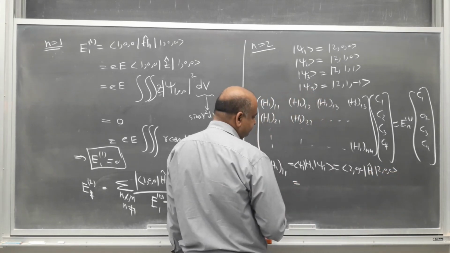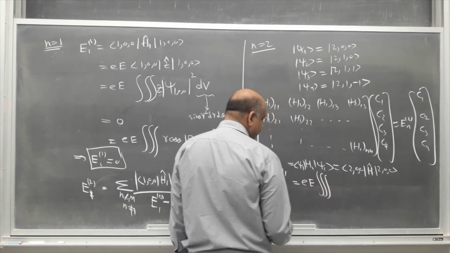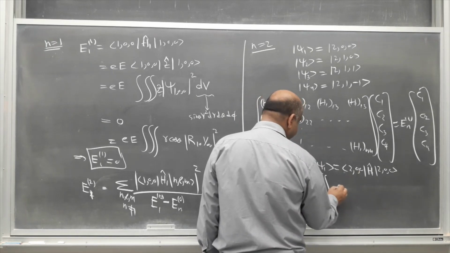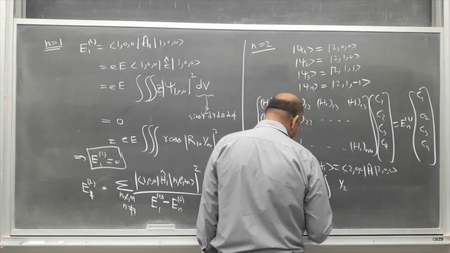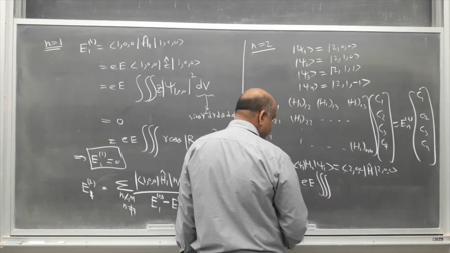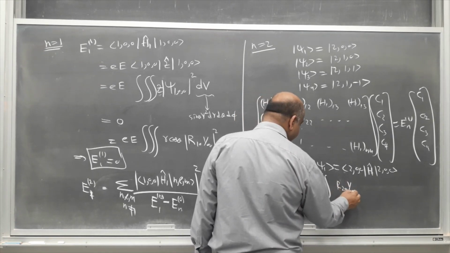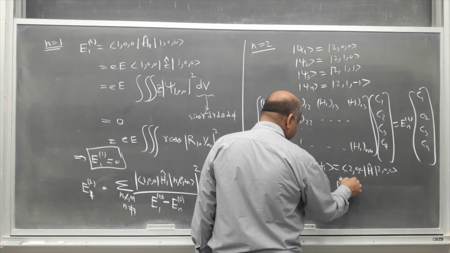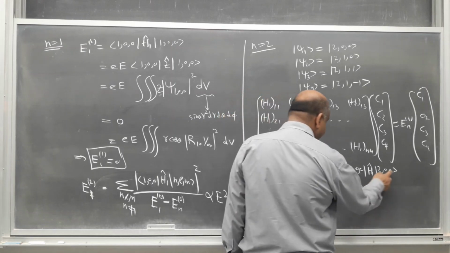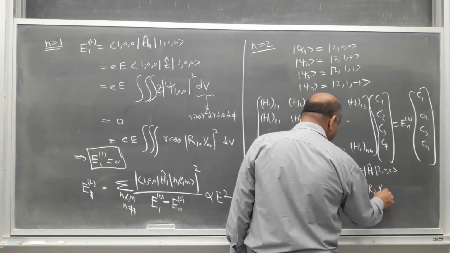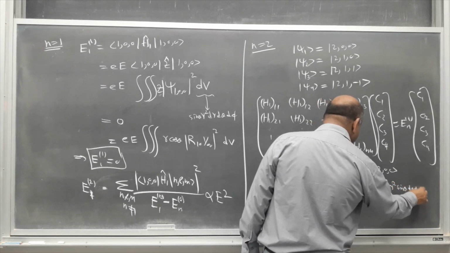Now H1 is eZ, and this 200 state is R20 Y00. So we have R20 Y00 conjugate, and for this there is Z. I'm taking e on the outside, and for this it's R20 Y00 R squared sine theta dr d theta d phi.